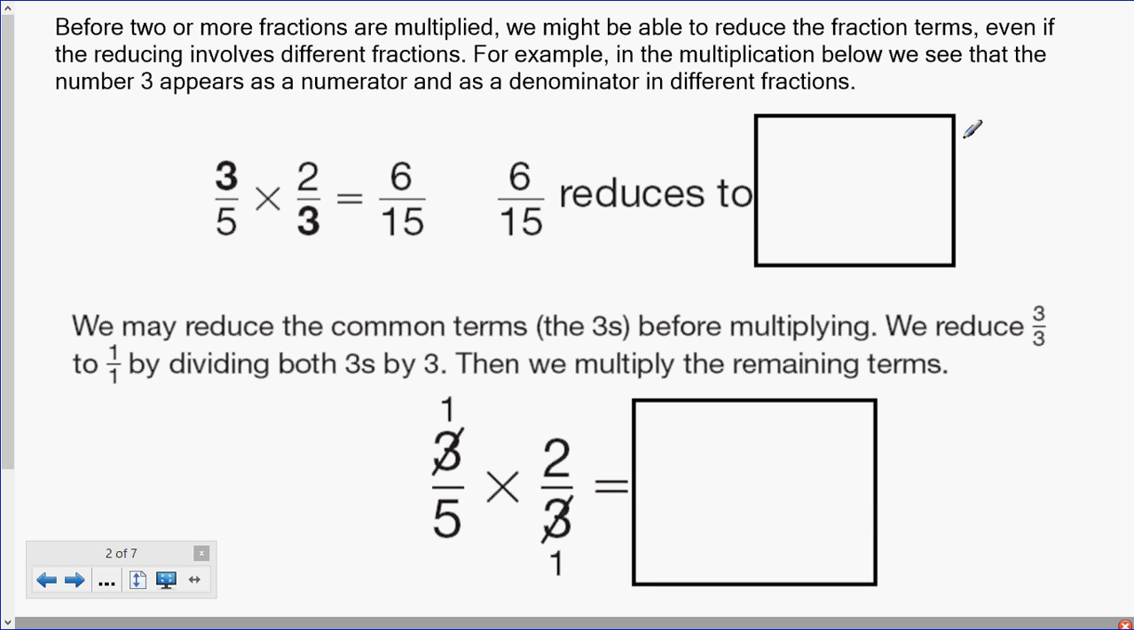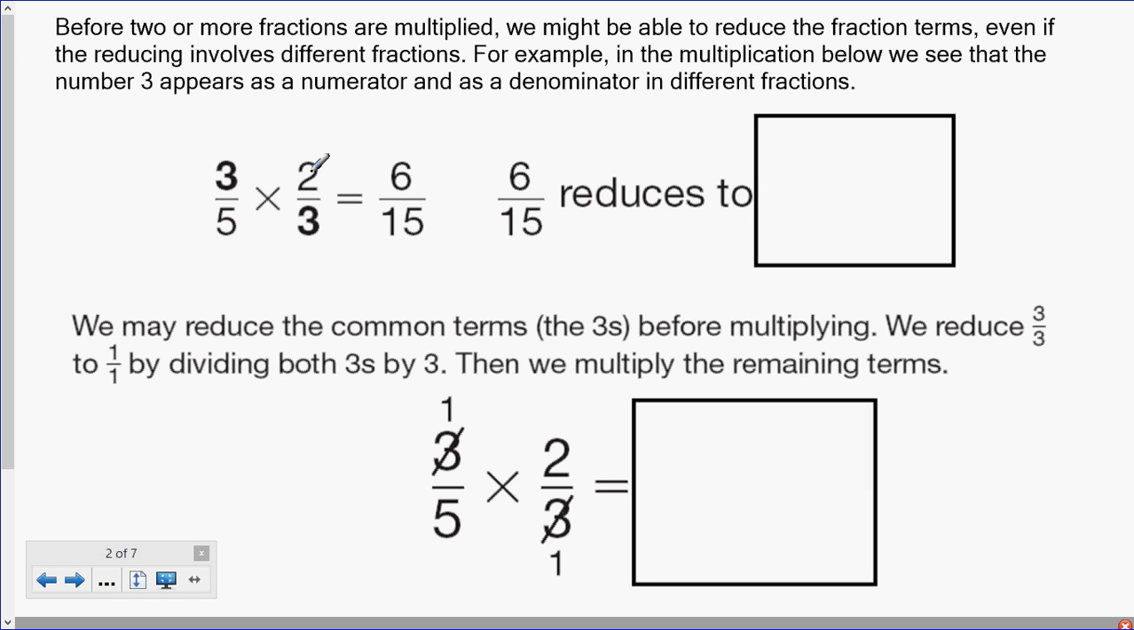So what it says here is before two or more fractions are multiplied, we might be able to reduce the fraction terms even if the reducing involves different fractions. For example, in the multiplication below here, we see that the number 3 appears as a numerator and a denominator in different fractions. So let's just do this the regular way.